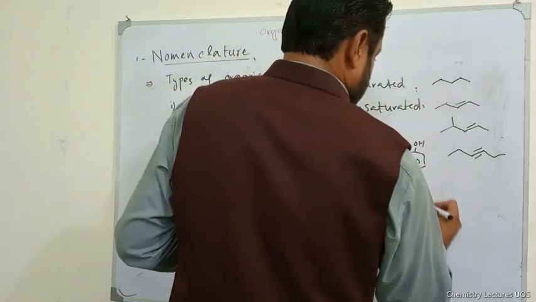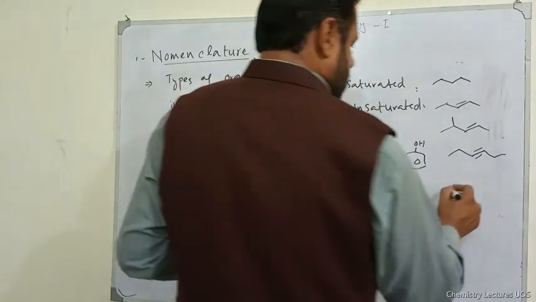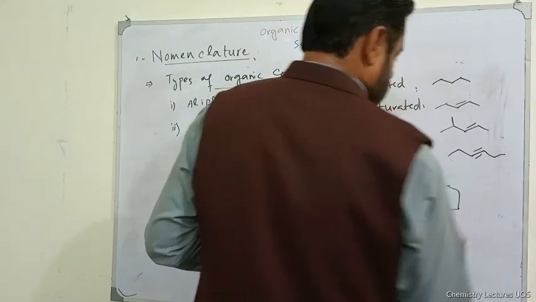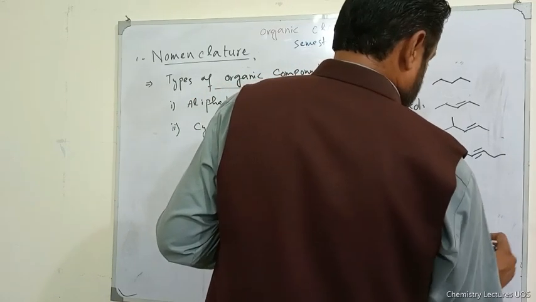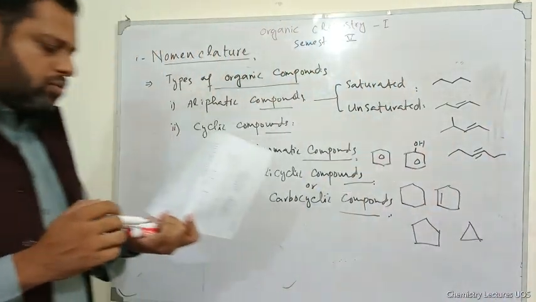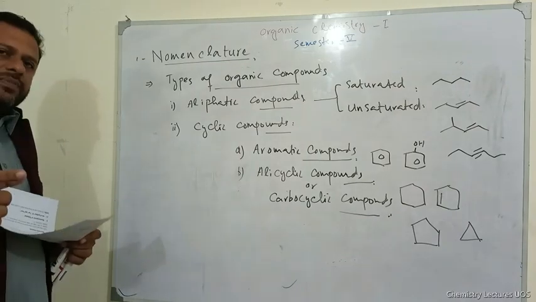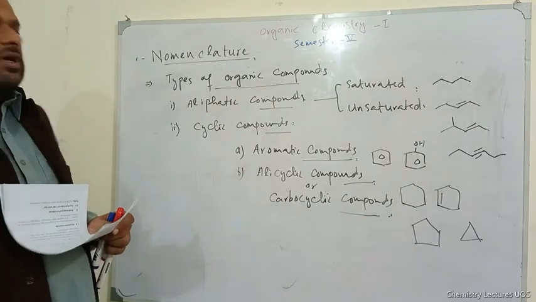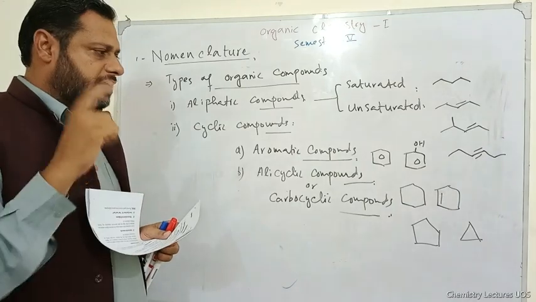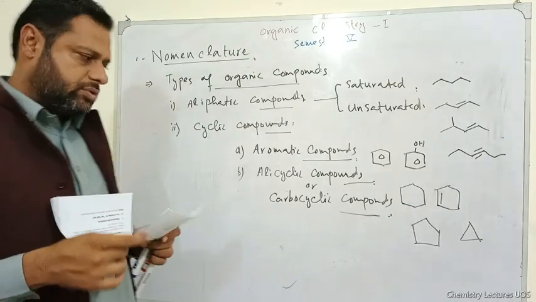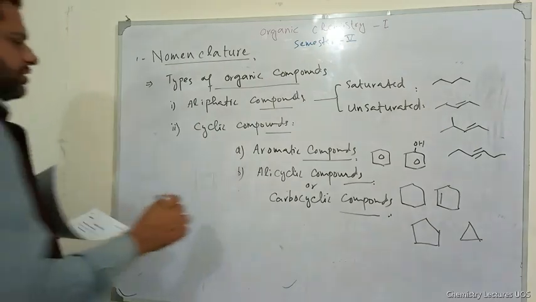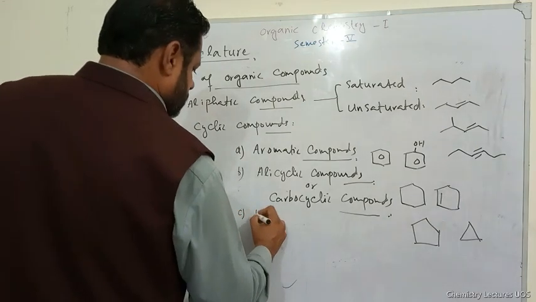Like if you have cyclohexane, cyclohexene, cyclopentane, cyclopropane, and so on. All these compounds which are cyclic and which contain only carbon atoms in the ring are called alicyclic or carbocyclic compounds. And the third type of cyclic compound is heterocyclic compounds.